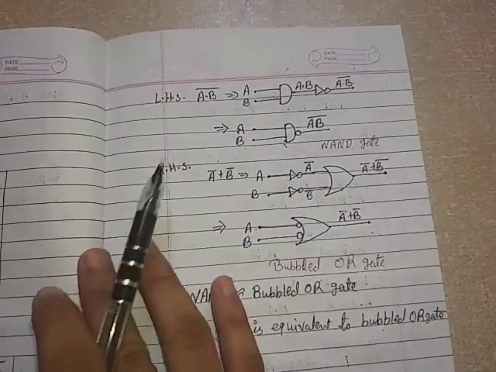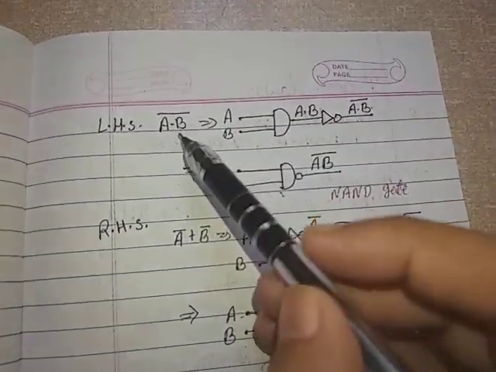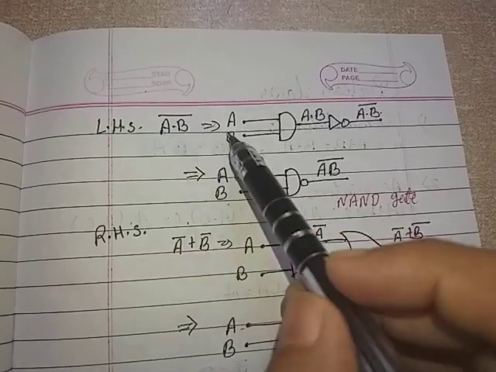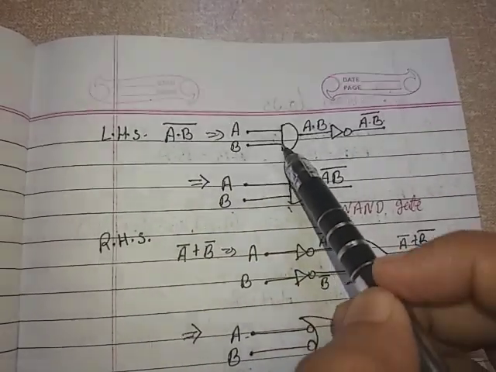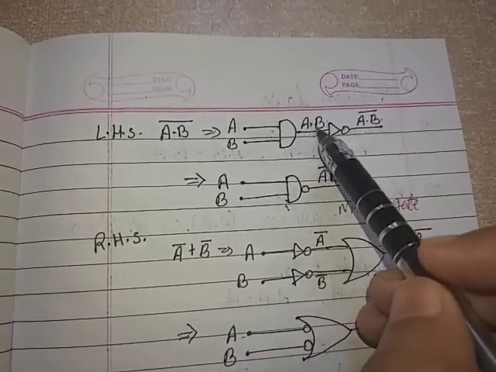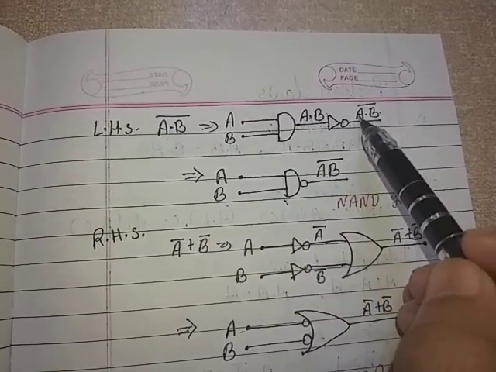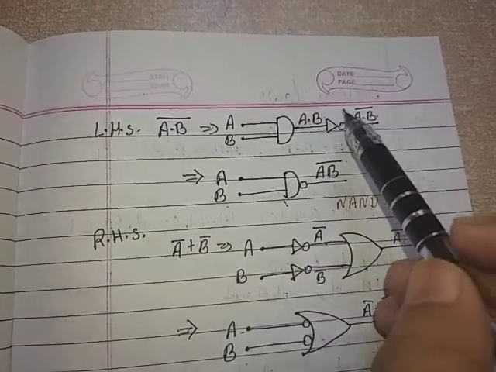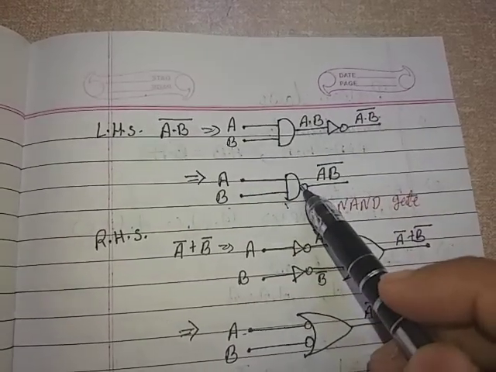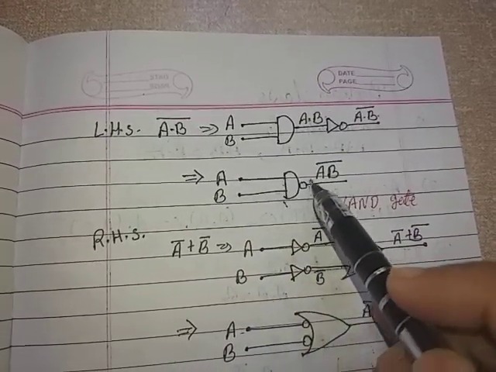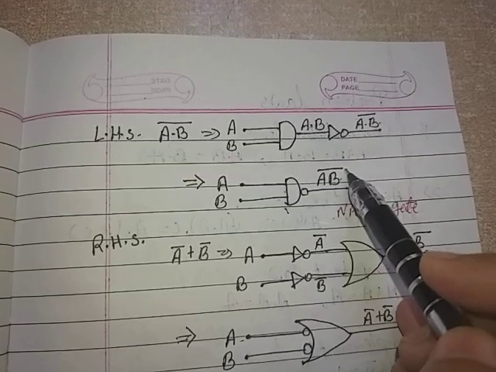Now let's move to the diagram. First we have to take A dot B to the whole bar. So A and B passes through AND gate, and the output of AND is A dot B. Then this A dot B is passes through NOT gate, will give me A dot B to the whole bar. It is also known as NAND gate. A and B passes through NAND gate, will give me A dot B bar.